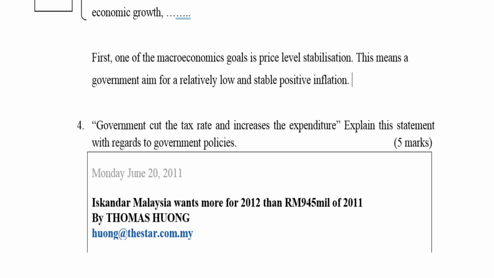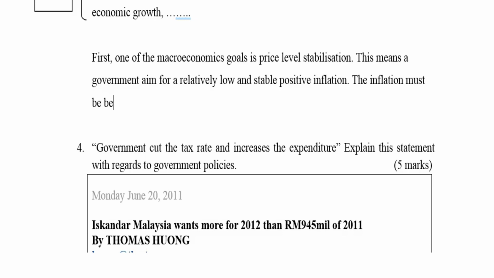But the government still likes a little bit of inflation. They don't like zero inflation. You will learn why later. So low and stable, positive inflation. Some people might not know what you mean by that. Inflation must be between 1% and 3%.